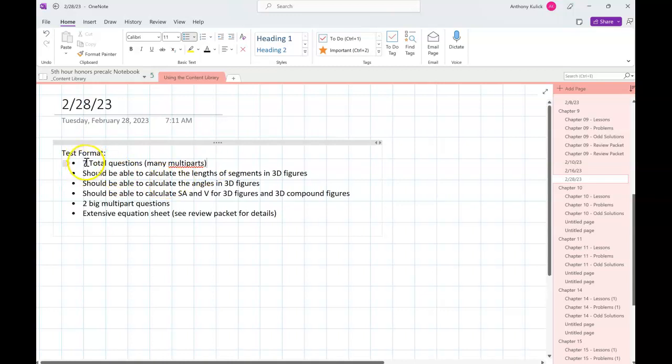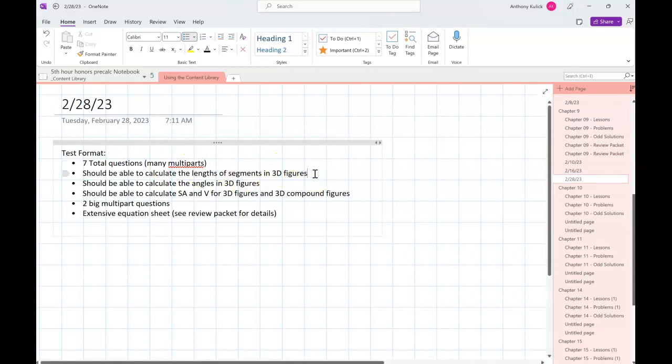So the test is just 7 questions, but I mean, might as well be like 20, or 30 or whatever, because most of them have multiple parts to them. There's a lot of parts because most of these questions are not tremendously time consuming, as you saw from the homework, right?